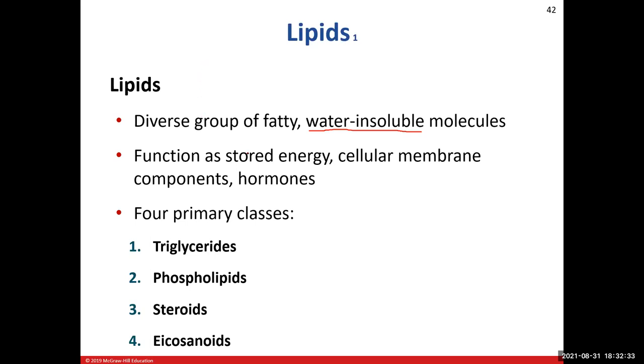All right, so we have some functions to memorize here for our lipids. The first one is lipids can act as stored energy. Your body loves fat. It really does. That's why you start to put on a lot of fat, because your body wants to save it for a rainy day. Fat is actually rich in energy.